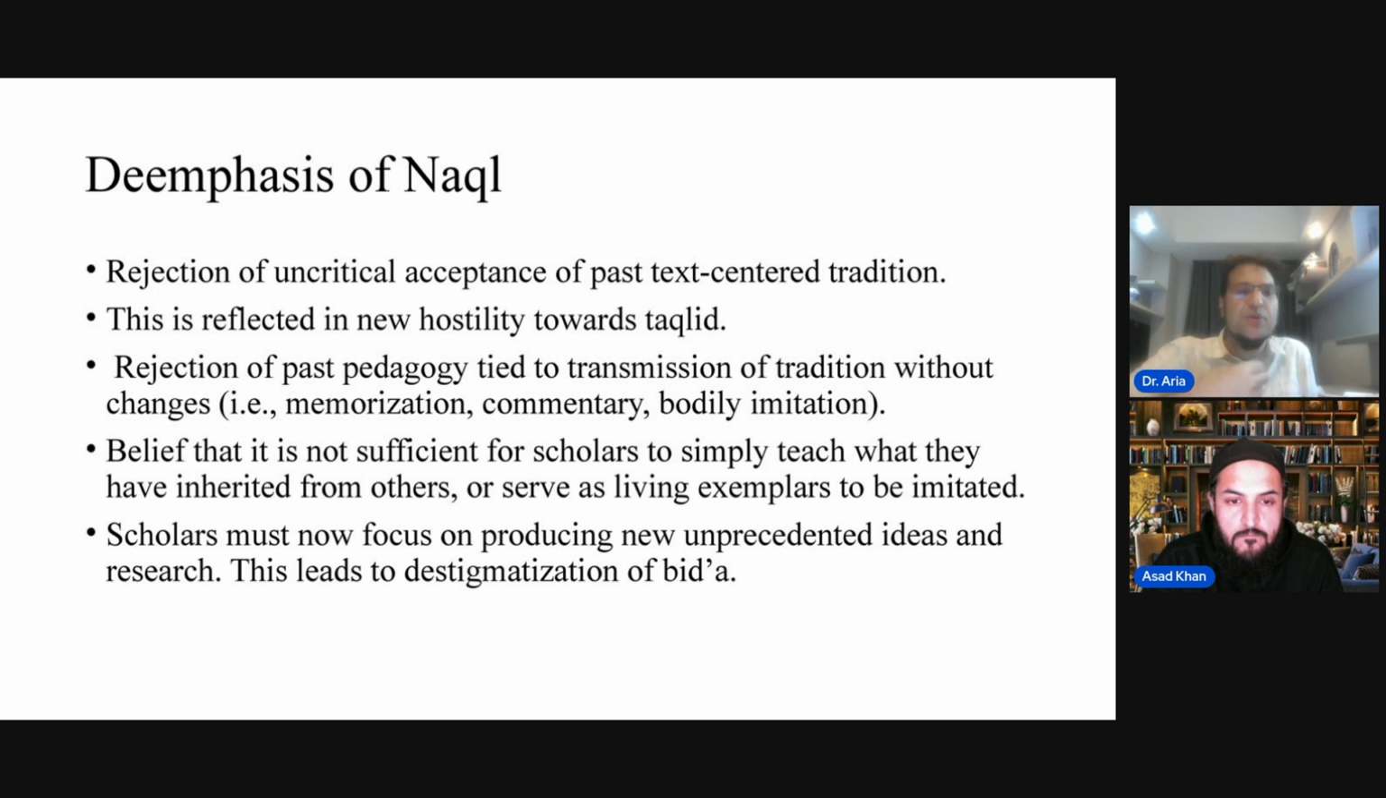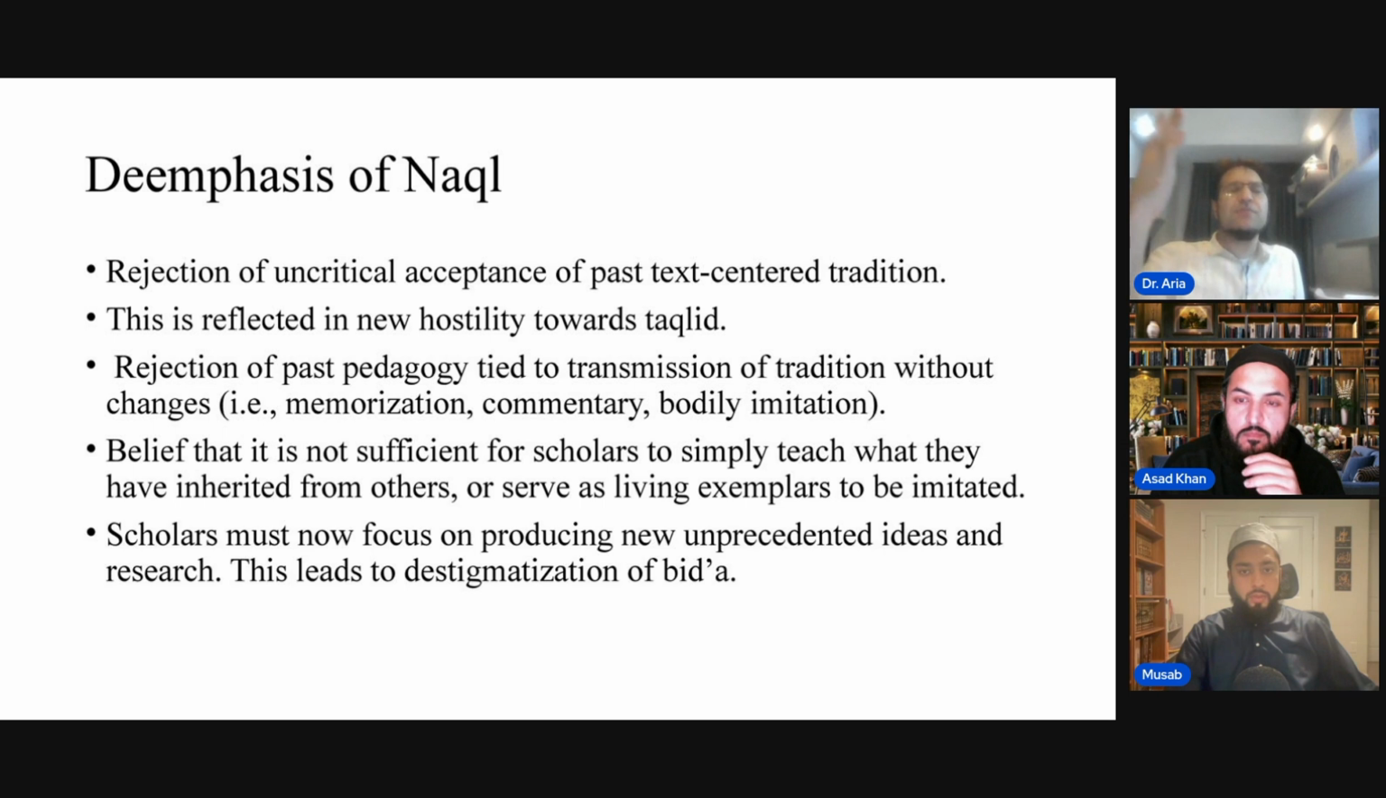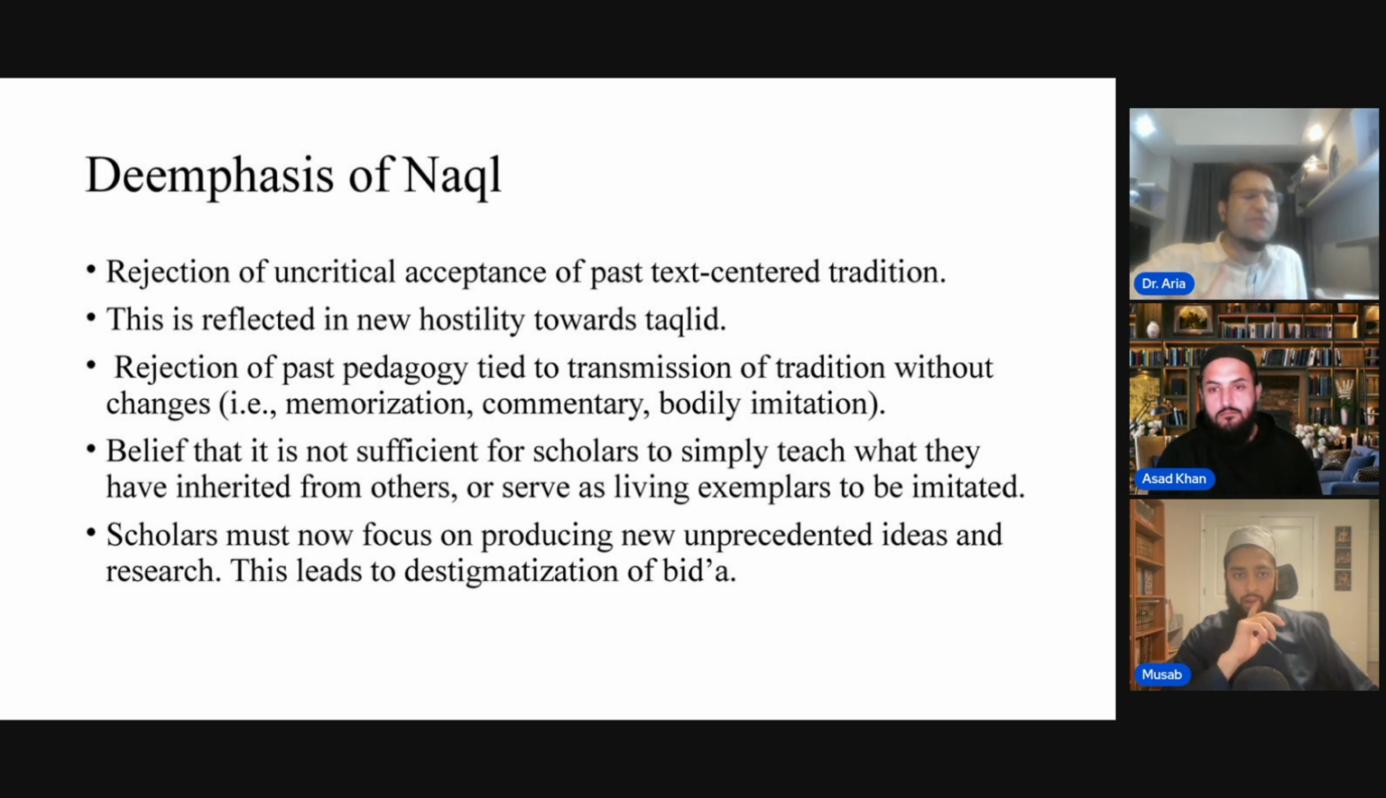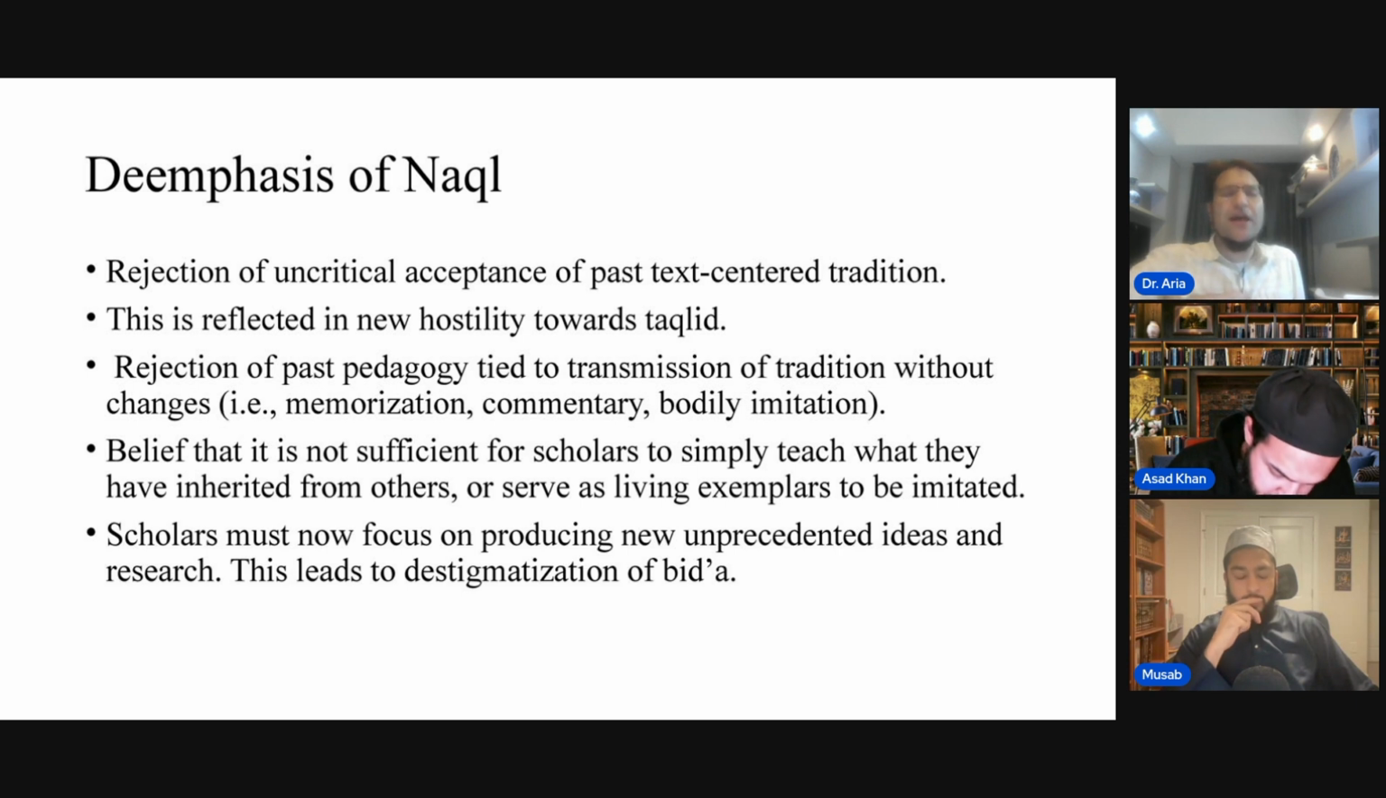There's a rejection of a pedagogy which is tied to transmission of the tradition without changes. So they will say, learning is not just about memorizing texts and then passing them on. No, you need to be critical of what you're given. You don't just memorize it and pass it on. Or commentary is sterile. Rather than doing new research, you're simply taking what past people have written and you're just preserving the meanings. You're just commenting to preserve the meaning. That doesn't produce new knowledge. It's simply repeating and faithfully transmitting something from the past that's not acceptable. The notion of bodily imitation, that you're going to go ahead and follow your teacher around all the time in a suhbah relationship and bodily imitate him, so that you pass on unchanged the living sunnah that he exemplifies. No, this is also something that is rejected or marginalized.